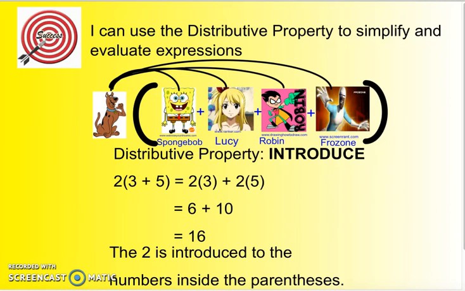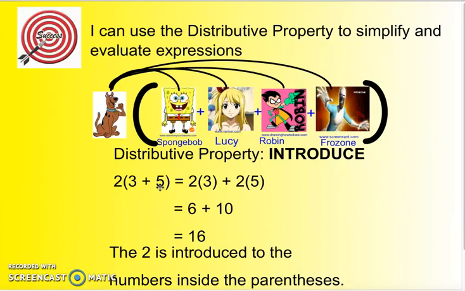Now, in a prior video, we learned that the distributive property means to introduce a number or a variable to a group of numbers or variables. And so here's an example. Scooby-Doo introduced himself to SpongeBob, Lucy, Robin, and Frozone, and they became friends, similar to as the 2 was introduced to the 3, and it's introduced to the 5.